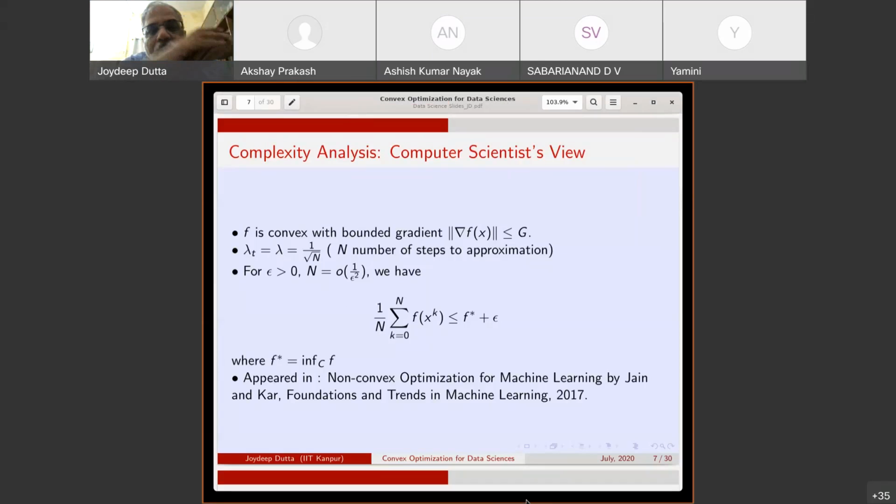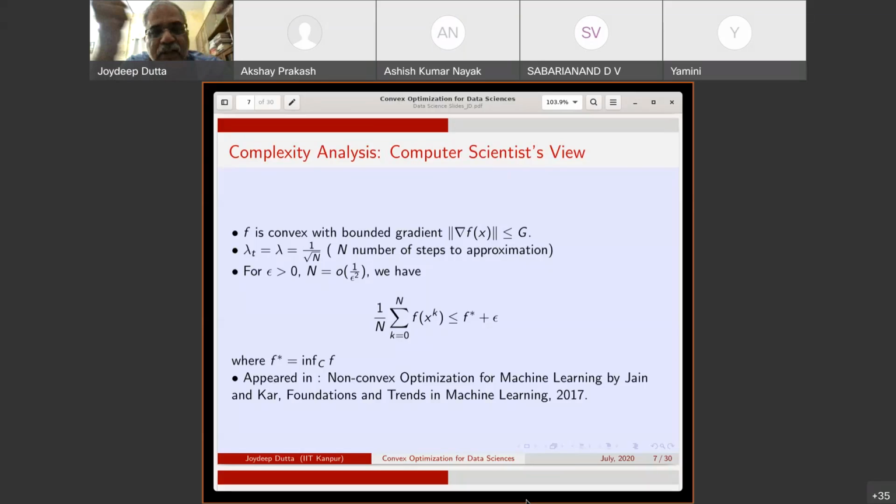Then what they prove is that for n equal to big O, not small o, of 1 by epsilon square, that is, n is some constant times 1 by epsilon square, within that number of steps your average of the functional values would be less than f star plus epsilon. So kind of an approximate minimal value is obtained, where f star is the infimum or the minimum value. I assume the minimum value exists, there's a minimizer x star, so f star is f of x star.